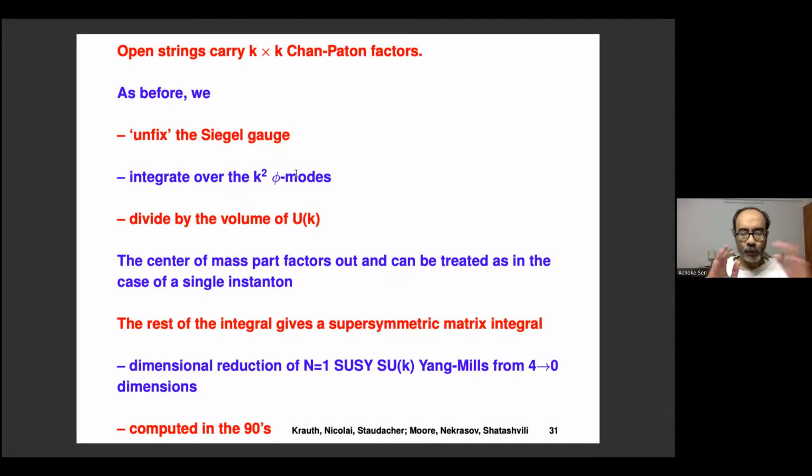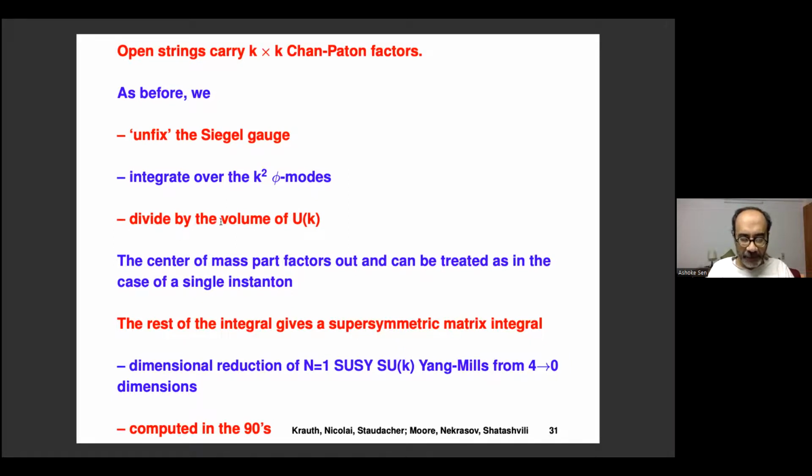So you get this 2 root 2 pi to the power k squared. And now you have to also divide by the volume of the U(k) gauge group instead of just a U(1). That has to be put in. You have to find a relationship between the string field theory gauge transformation parameters and the rigid U(k) gauge transformation parameters, as usual. All those can be done as before.